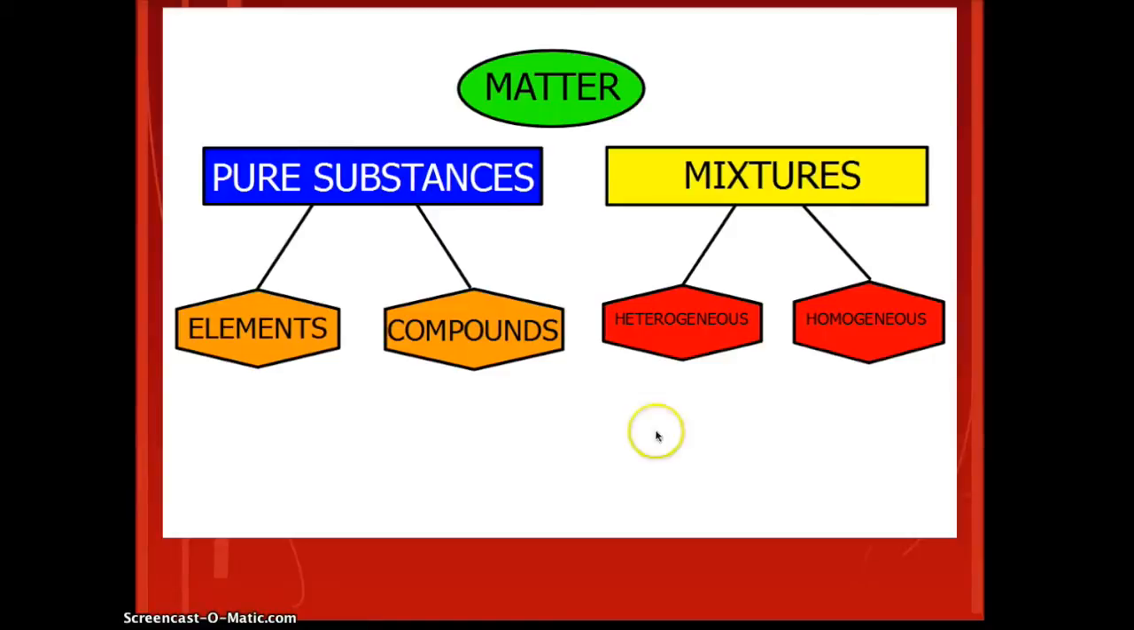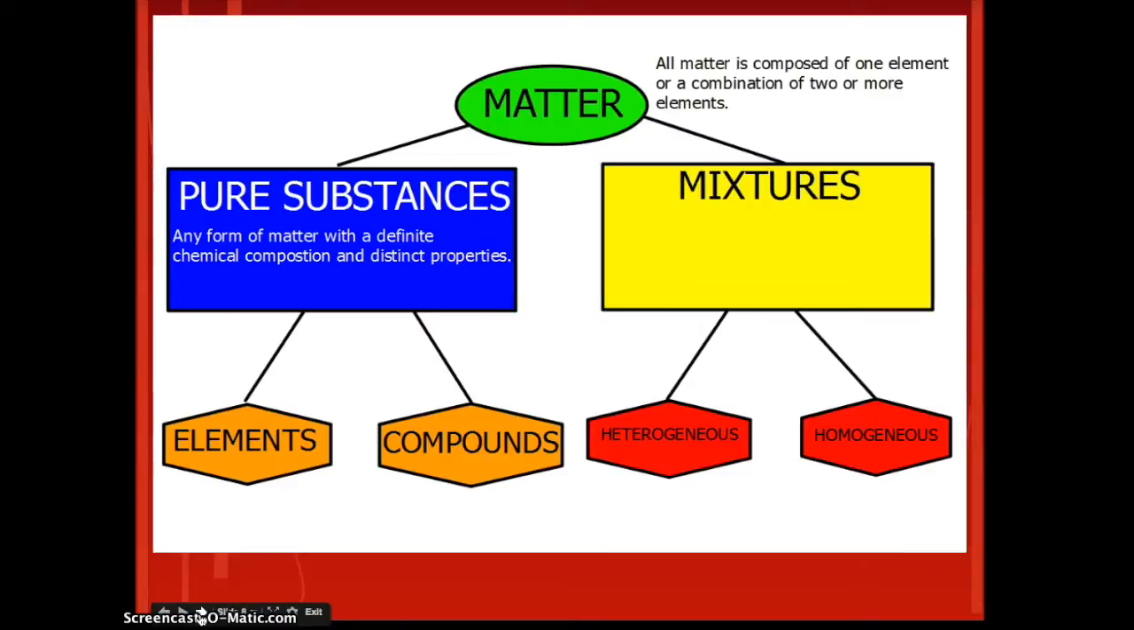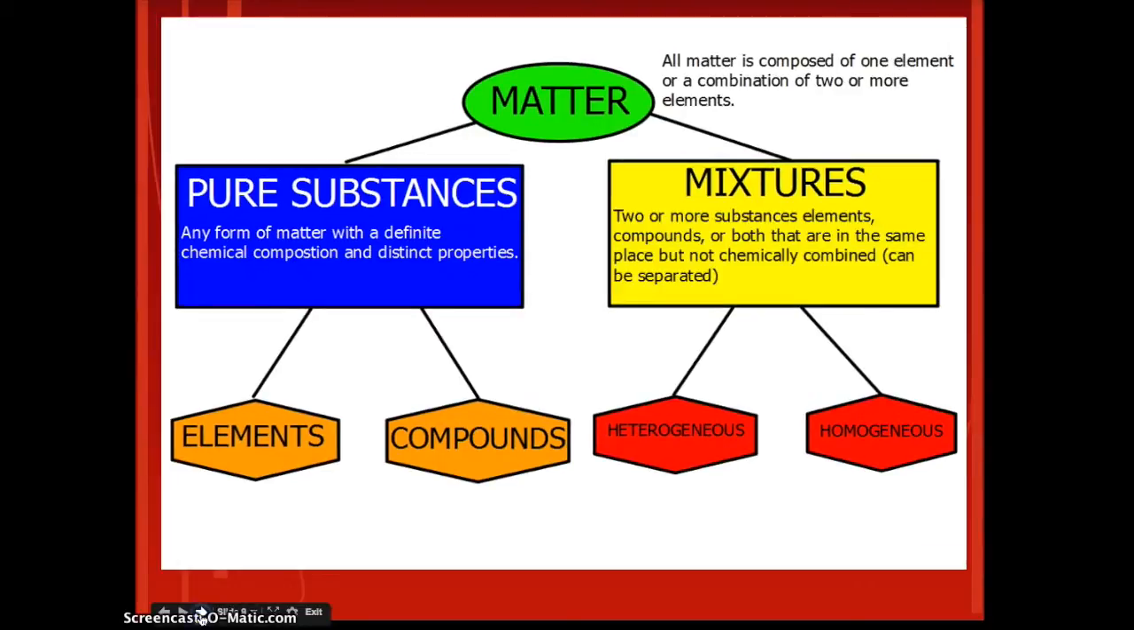Well, if you take a look at it, what is matter really? It's composed of one element or a combination of two or more elements. That's what matter is. So when we look at it more carefully, pure substances are basically the form of matter that has a definite chemical composition and distinct properties. So they're pure if you look at them that way. And again, that will be clearer here as we move on.